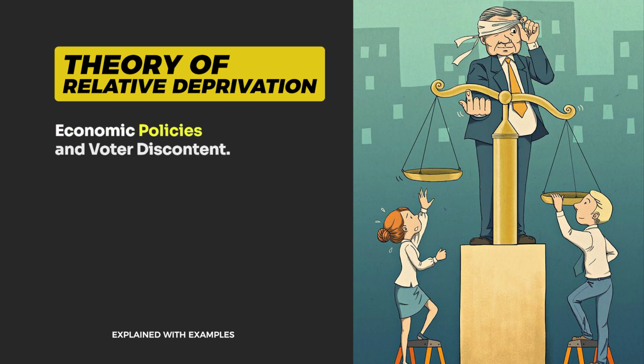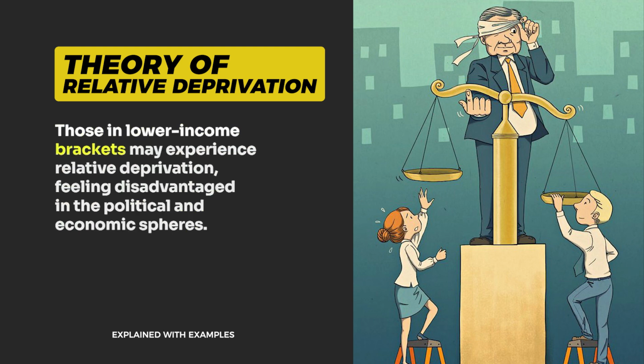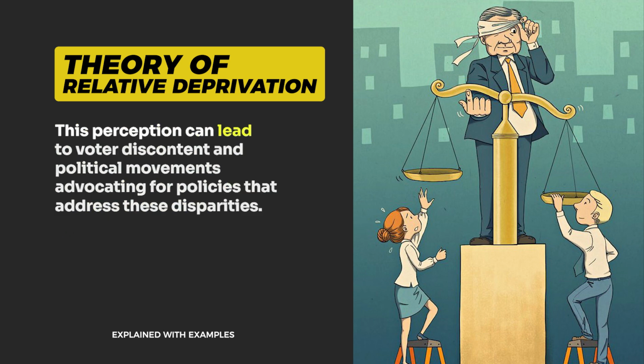Example: economic policies and voter discontent. Consider a society where economic policies disproportionately favor the wealthy, widening the wealth gap. Those in lower income brackets may experience relative deprivation, feeling disadvantaged in the political and economic spheres. This perception can lead to voter discontent and political movements advocating for policies that address these disparities.